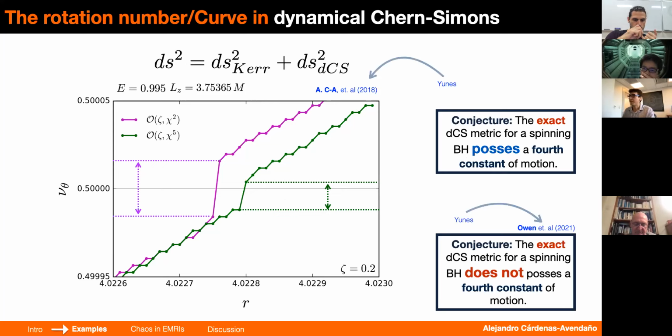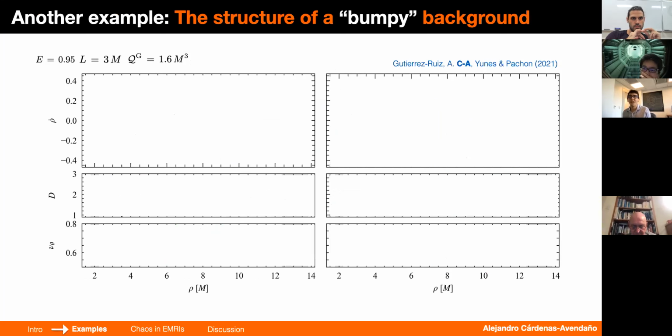But what is funny is that Nico Yunes is in both results, so it doesn't matter if there is a fourth constant of the motion in DCS or not, he will always win because he is in both conjectures. So you can study this type of systems for order 1.